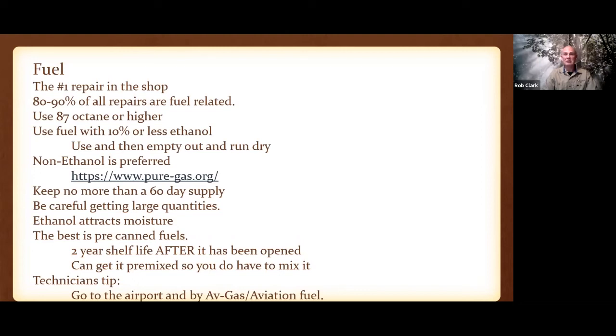So that's the biggest tip there is: use avgas. Last I looked, it was about $6.50 per gallon, so it's still more expensive than pump gas, but it's a whole lot less expensive than the pre-canned gas, and it's pretty readily available. Most small airports sell it, and it keeps you from having expensive repairs in the future.